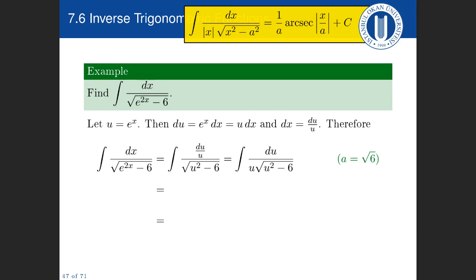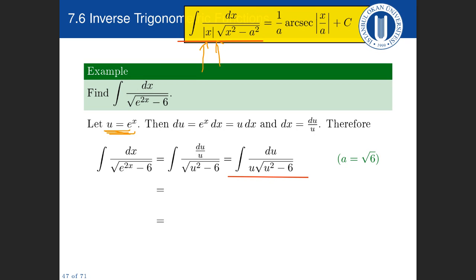So when we do this substitution, our integral changes into the integral of du over u square root of u squared minus 6. And that's almost what we have up here in the yellow box. It's not exactly the same because there are absolute value signs up here. But that's not a problem for us because remember, our u is equal to e to the power x, and e to the power x is always positive. So our u is always positive. So don't worry about that.